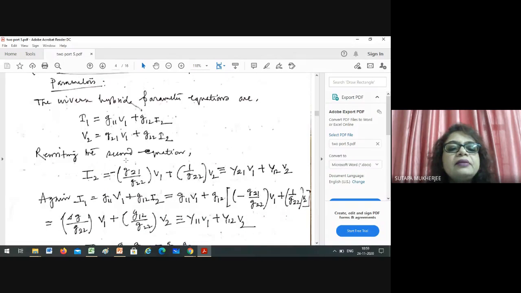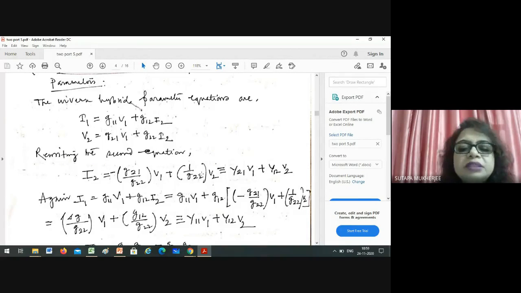If I write the second equation in this way, I2 equals what? If you do it in your copy, you will be able to get minus G21 by G22 V1 plus 1 by G22 V2. If you compare it, that is equivalent to Y21 V1 plus Y22 V2. So Y21 will be equal to minus G21 by G22, and Y22 will be equal to 1 by G22.